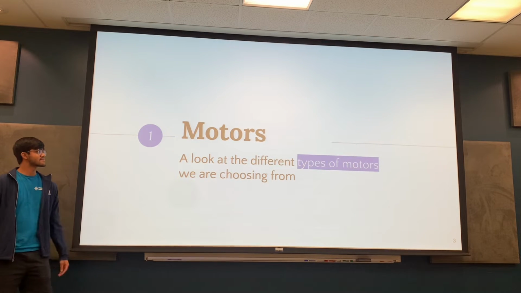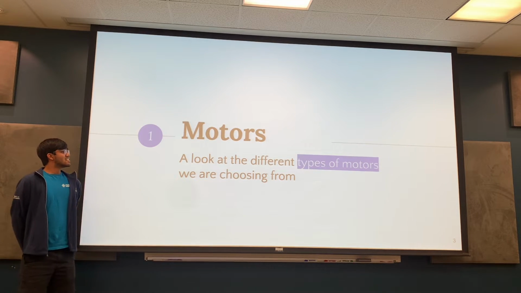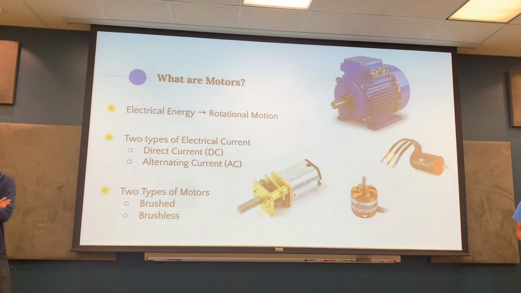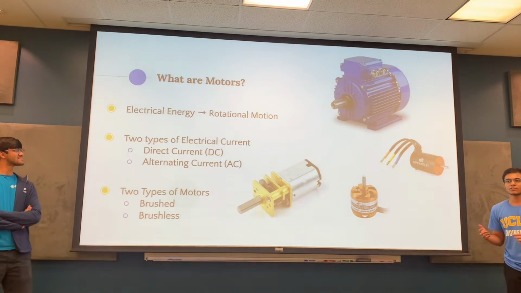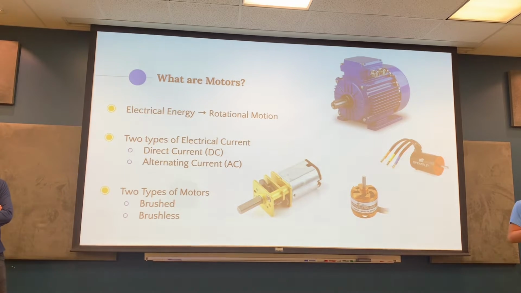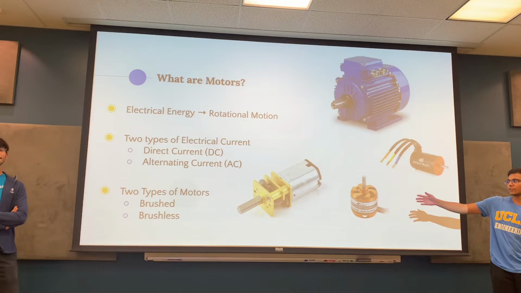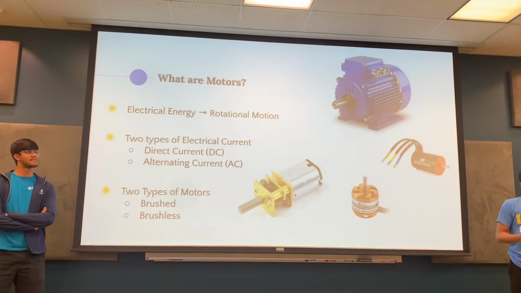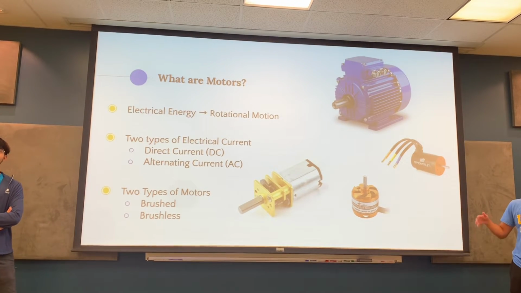Okay, so first let's take a look at the different types of motors that we're going to be choosing for Micromouse. So, what are motors, first of all? Motors are just devices that turn electrical energy into rotational motion. There are two types of current that you can use to power them: direct current and alternating current. We'll go into a little bit about what each of them are a bit later on.